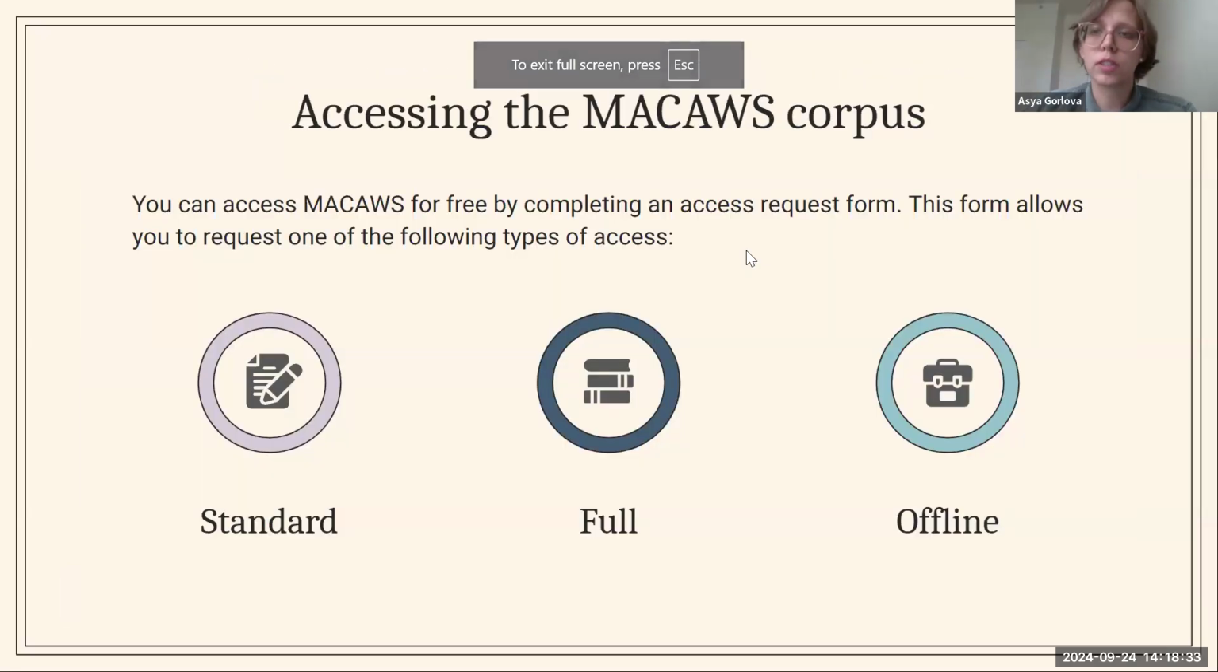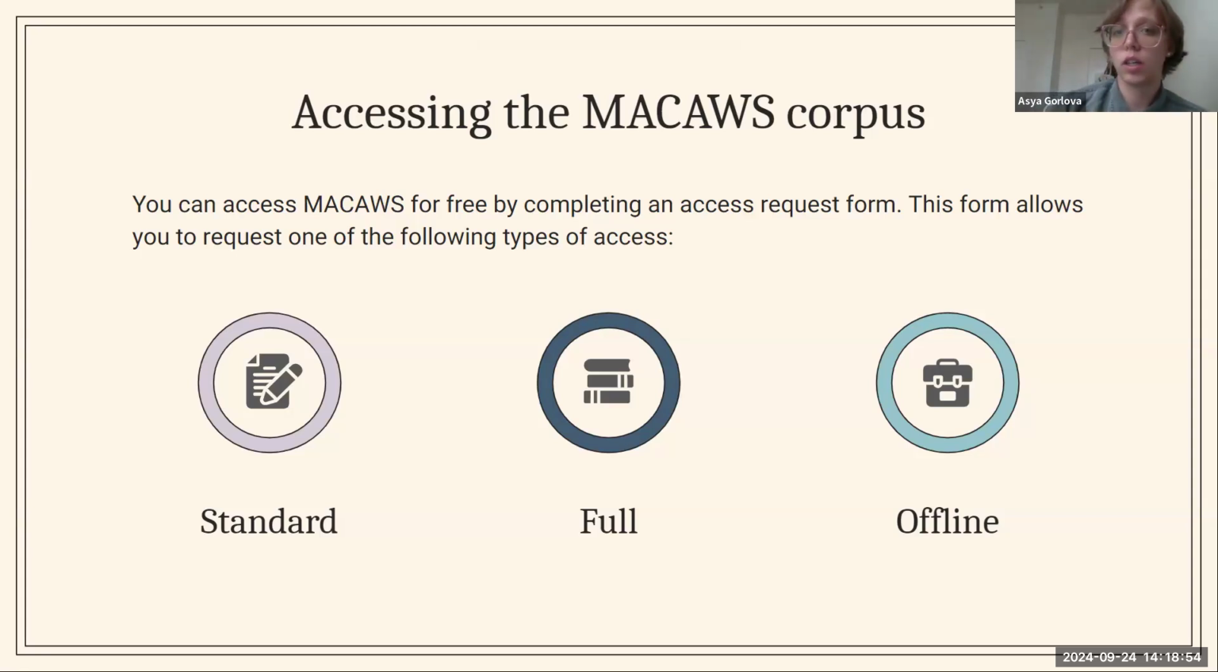So to access the corpus, as Shelley said, you will need to request access. There are 3 types of access. There is standard, and it means that you'll be able to see 500 characters of student texts. And if you want to see more, or if you want to see full student texts, you will need to request full access. And we also have an offline version of the corpus that you can download.